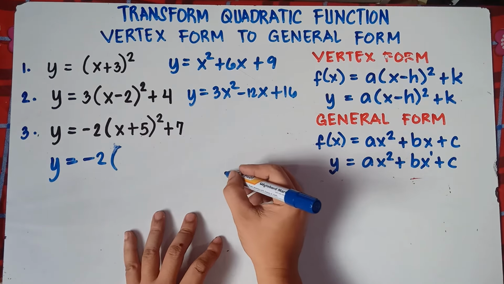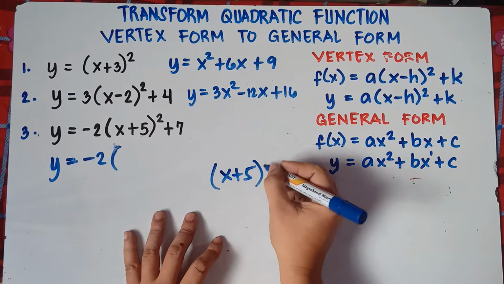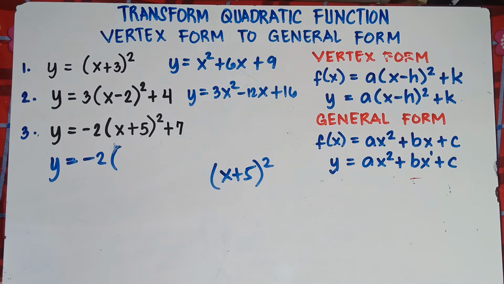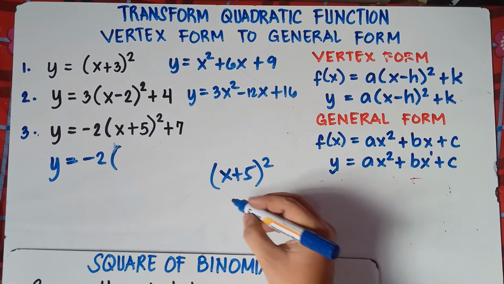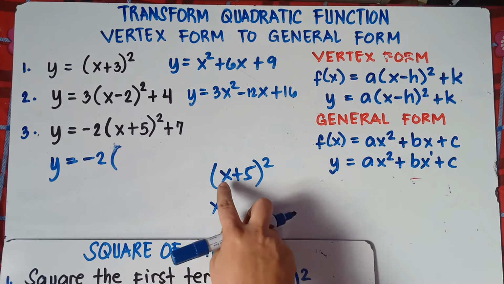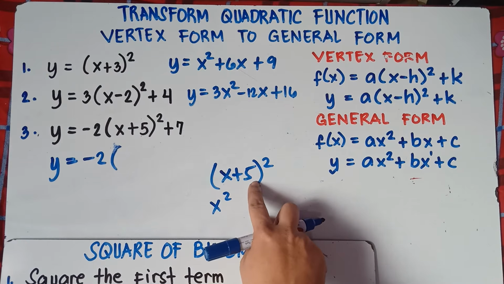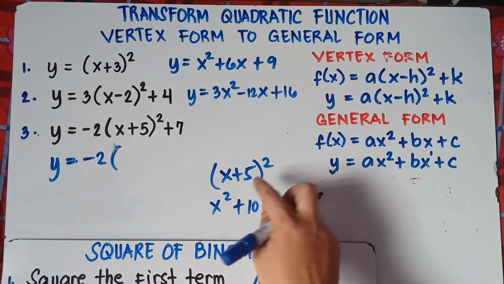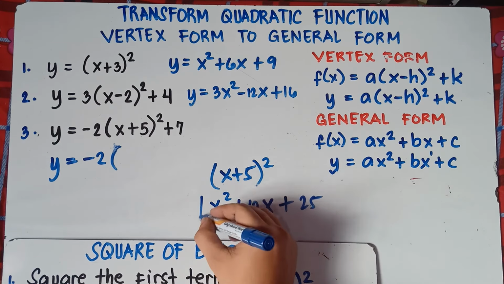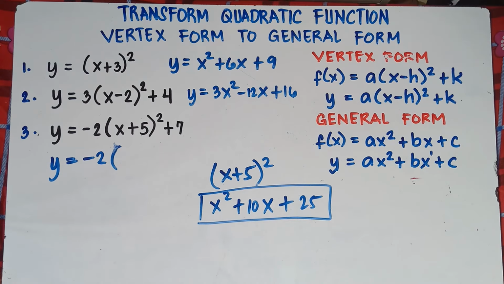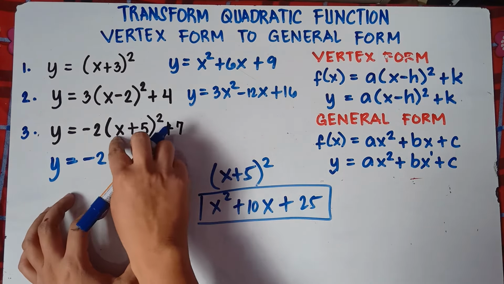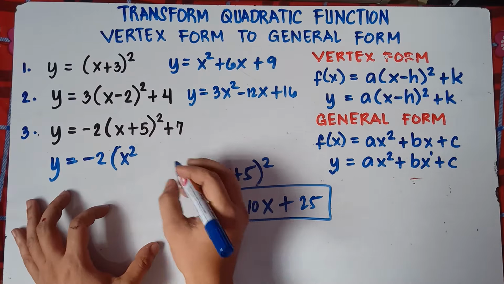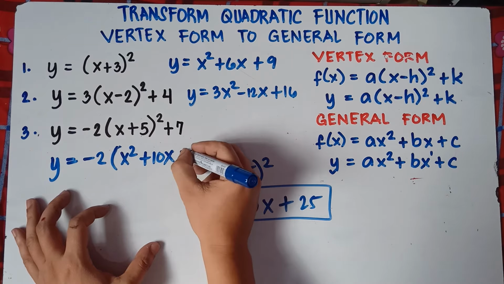So let's do the square of binomial for this one. You can see the video again for the square of binomial. You square the first term, x squared. You multiply the first term and second term, x times 5. That's 5x times 2, that's 10x. Then you square the last term, 5 times 5, that's positive 25. Easy, right? You can answer this one in 3 to 5 seconds if you master the square of binomial. So this will be x squared plus 10x plus 25.